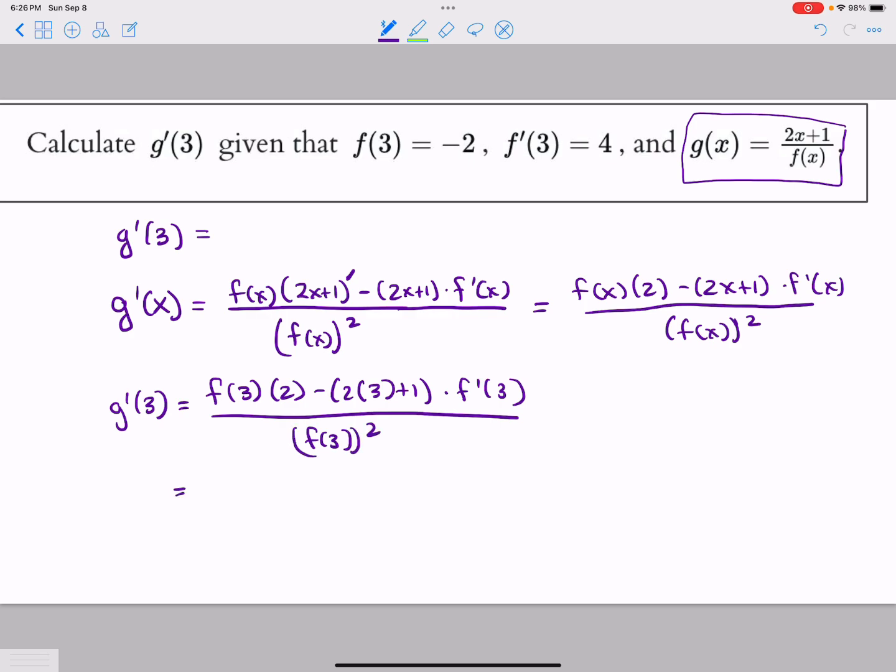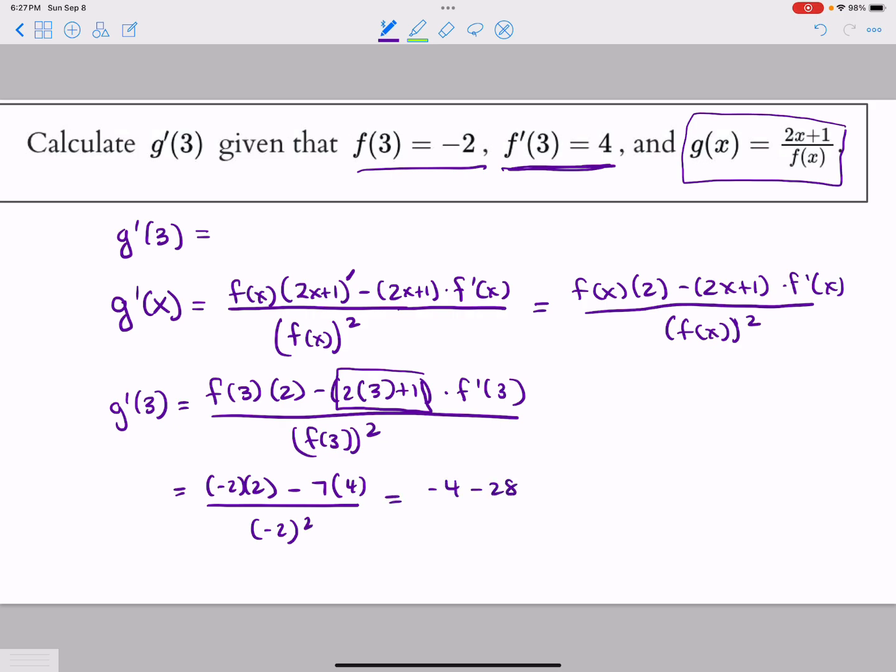So I know that f of 3 is given as -2. So I have -2 times 2 minus this expression here is 7. And I know that f prime of 3 is 4. F of 3 is -2, and I'm squaring that. So I have -4 minus 28 divided by 4, or -32 over 4, or -8.